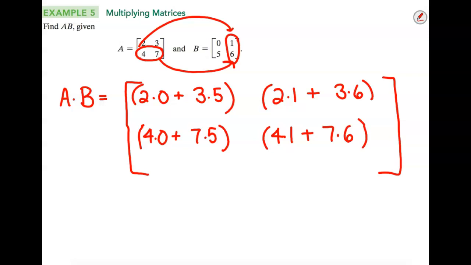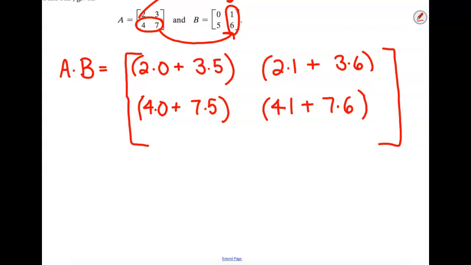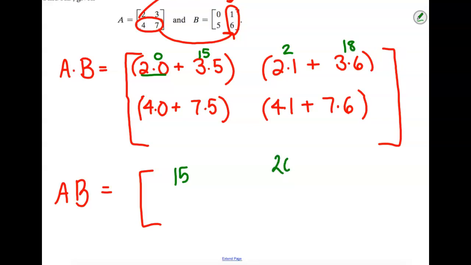So now we're ready to start simplifying that matrix. So A times B equals, we're going to multiply 2 times 0, which is 0, plus 3 times 5, which is 15. So we add those together. So 0 plus 15 is 15. Now we go to the second one. 2 times 1 is 2. 3 times 6 is 18. We add them together and we get 20.